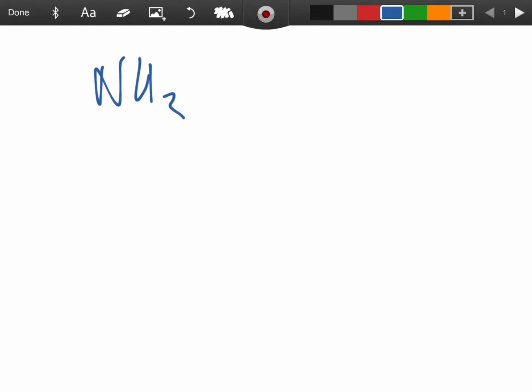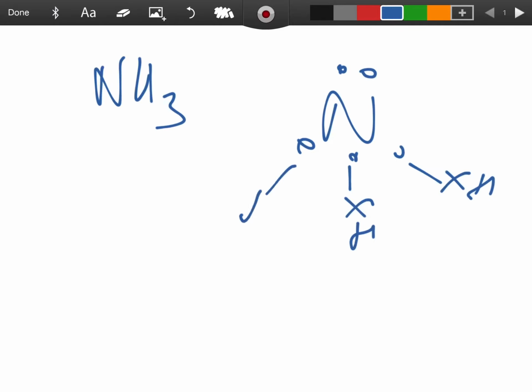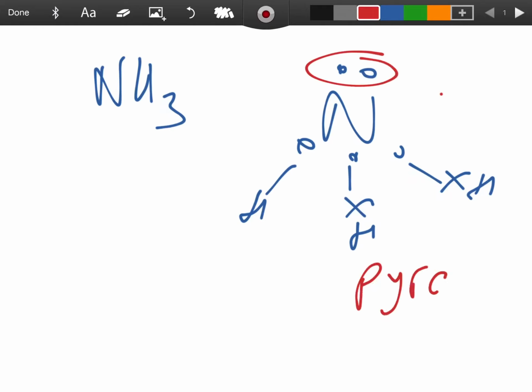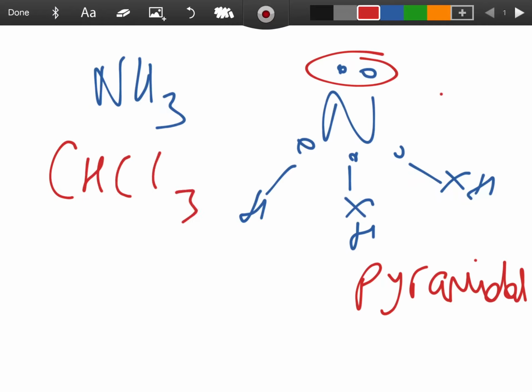VSEPR stands for valence shell electron pair repulsion. And then it asks you about the shapes of ammonia. Now, ammonia is NH3, nitrogen is in group 5, so that's 1, 2, 3, 4, 5, and then you're bonding it there to 3 hydrogens. So it's going to be pyramidal.